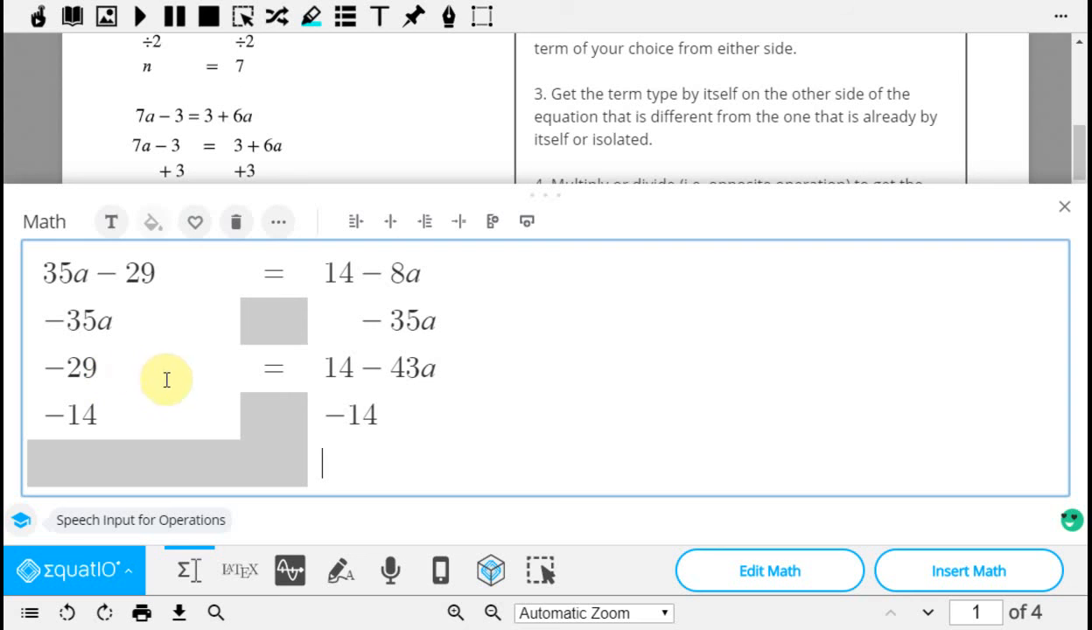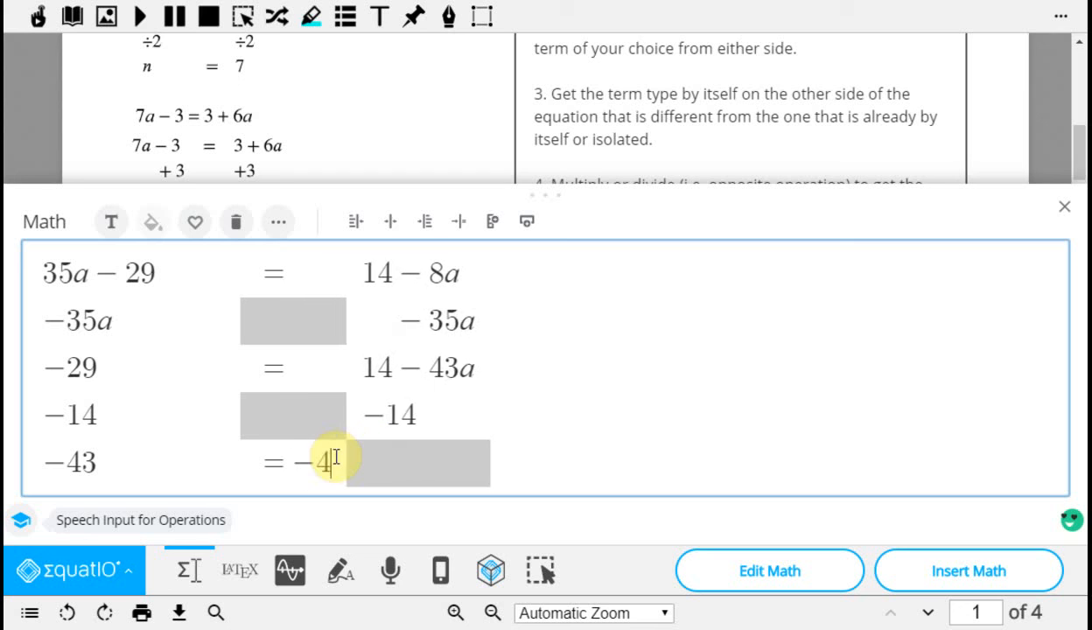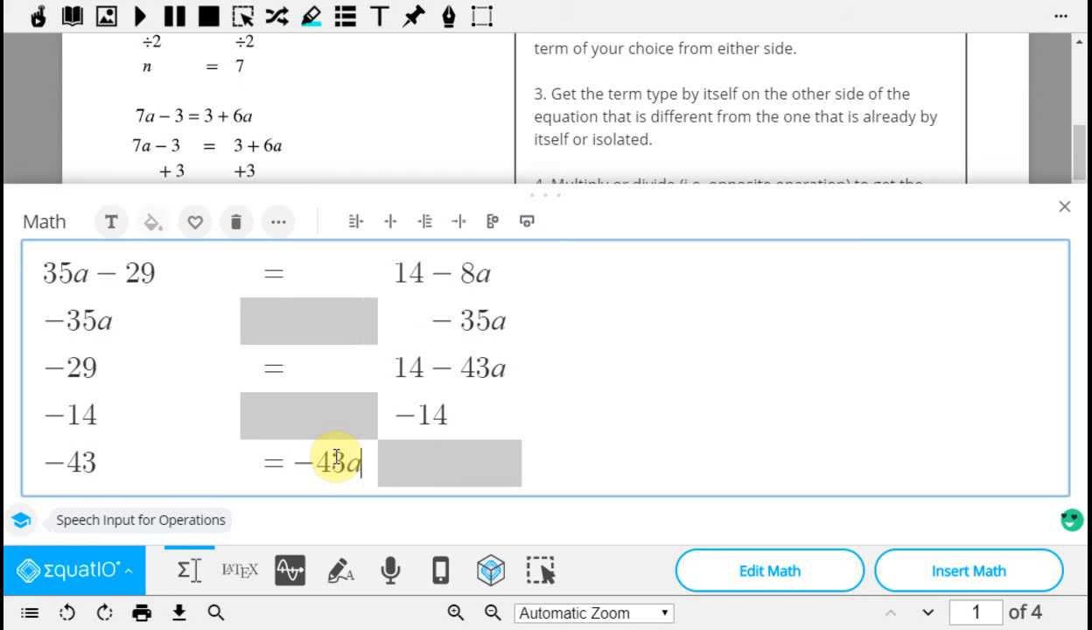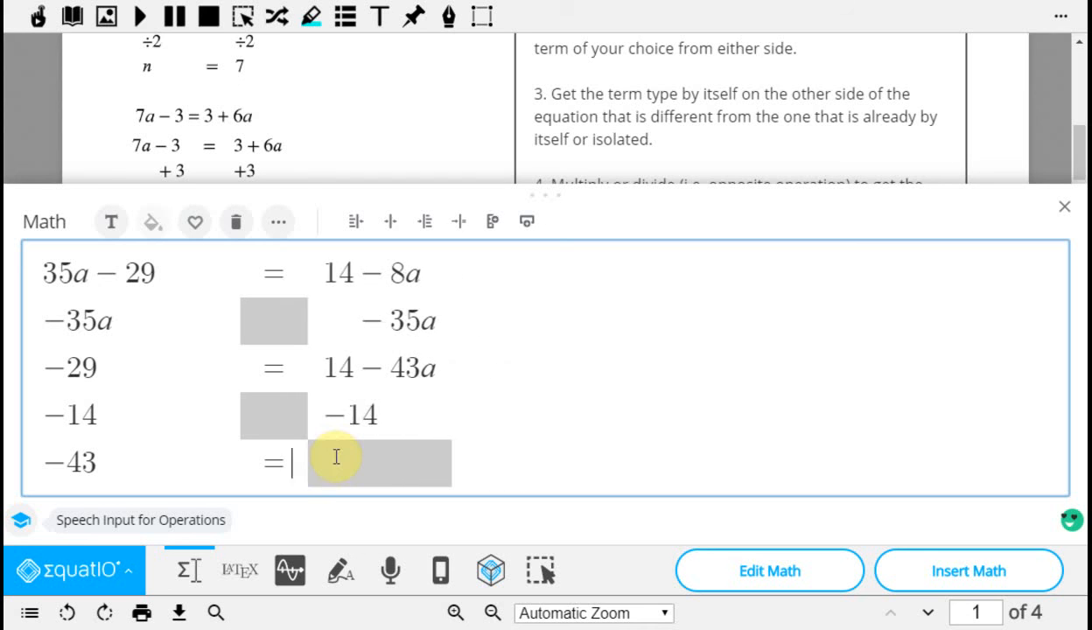Minus 29 minus 14 works out to minus 43, equals 14 minus 14, those cancel. I'm left with minus 43a.